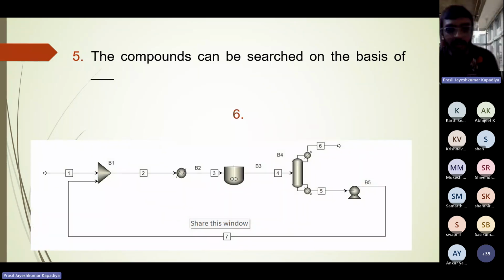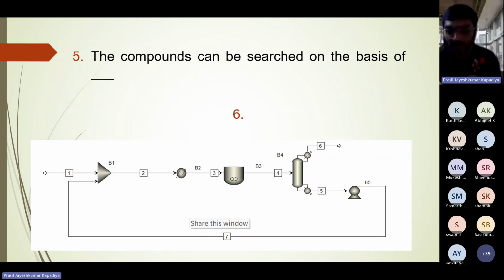Now this question. Tell me, what is B1? First, tell me what this B1 block is called. Mixer. Then the B2 block. Heat exchanger. It is a heat exchanger. Then the B3 block. Reactor. CSTR, continuous stirred tank reactor.